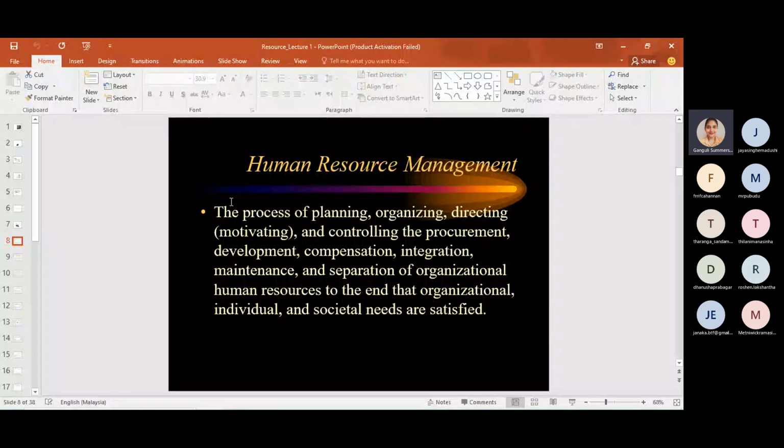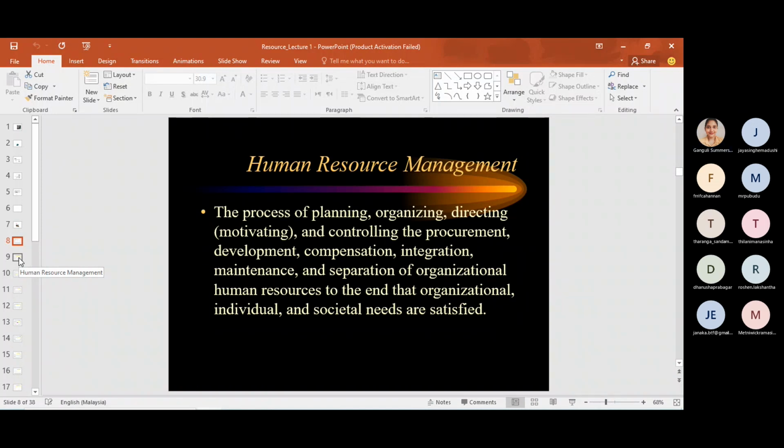In human resource management, we are managing the people, our human resources, the people that we have in our organization, in order to meet organizational needs, individual needs, and societal needs. Human resource management is that. It's about managing people in your organization to meet organizational, individual, and societal needs.